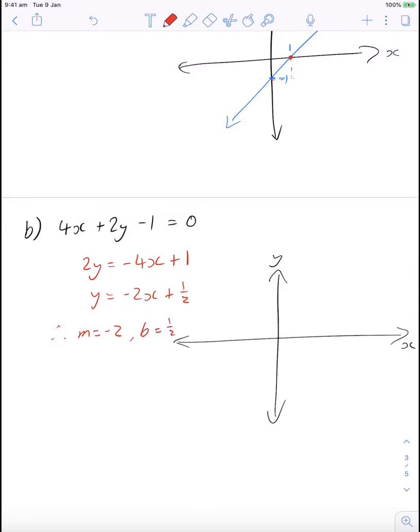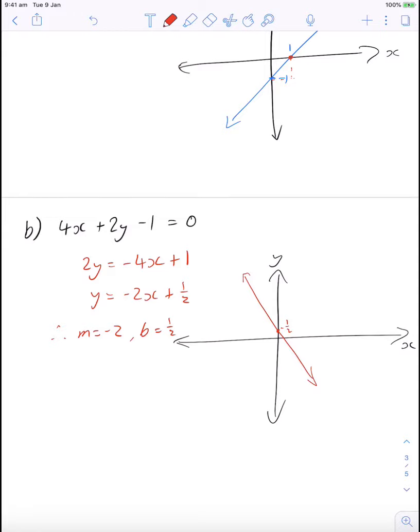So we know we're going down. For every 1 we go across, we're going down 2. And we're starting at minus a half. Sorry, starting at positive a half. It's my y-intercept. So we'll draw that one in. It's going to look something like that. Put that in there. So that's going at a half.